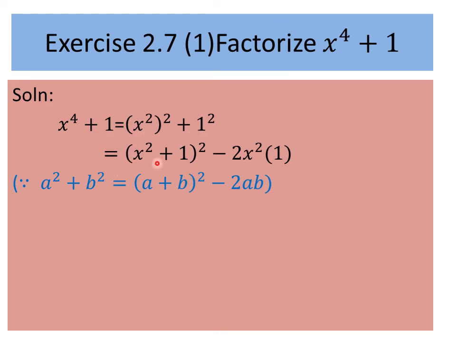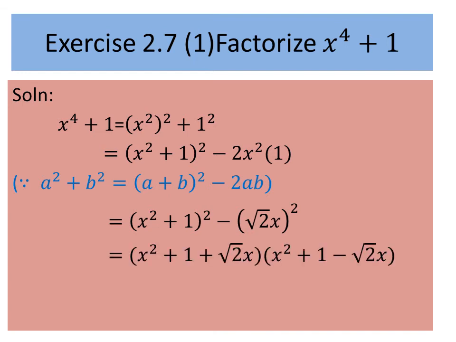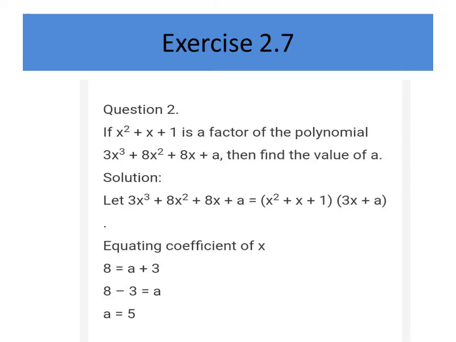So you can write it as (a plus b) the whole square minus 2ab. So (x square plus 1) the whole square minus 2 times, a value is x square, b value is 1. So this 2 can be written as root 2 the whole square, isn't it? So you can write it as (root 2 x) the whole square. So now it is of the form a square minus b square. So a plus b into a minus b. So (x square plus 1 plus root 2 x) into (x square plus 1 minus root 2 x).